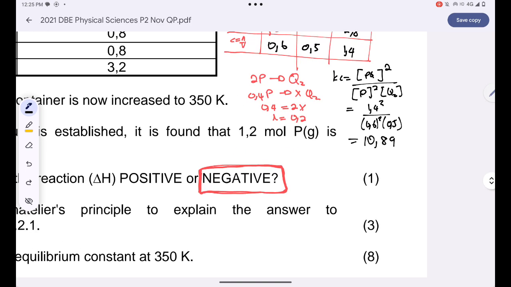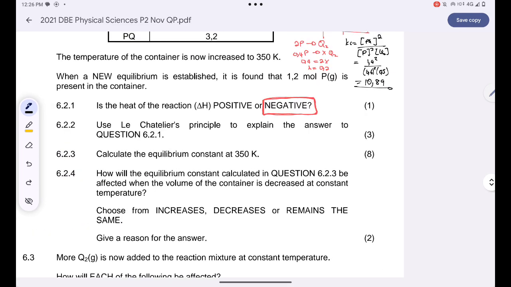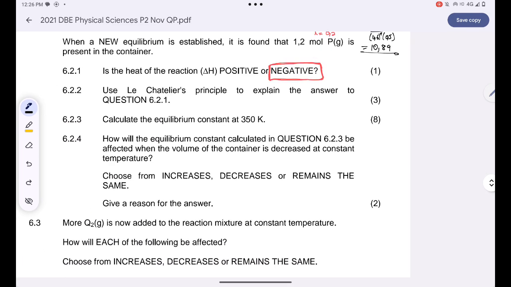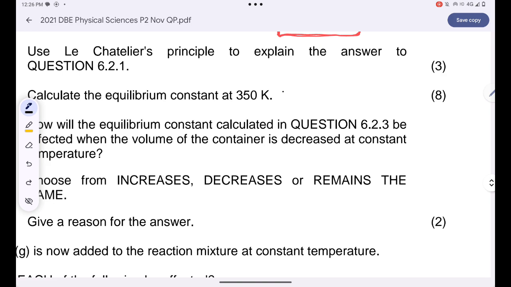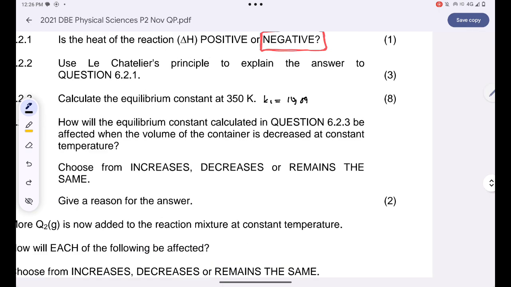So the equilibrium constant, guys, is just 10.888889. Just round off to 2 decimal places. That's 10.89. The equilibrium constant Kc is just equal to 10.89.